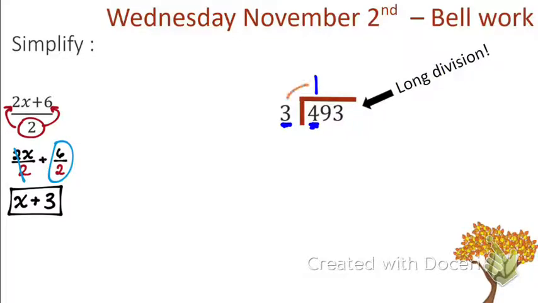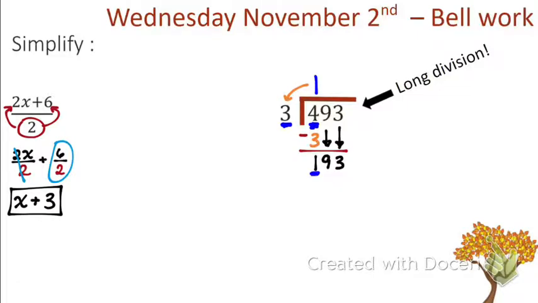I do 3 times 1, right? 3 times 1 is 3, and now I subtract that. What is 4 minus 3? 1. Can 3 go into that at all? No. That's how I know for sure that I got as many up on top as I needed to. And then I'm going to bring these other 2 numbers down.